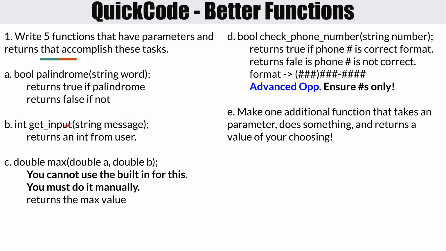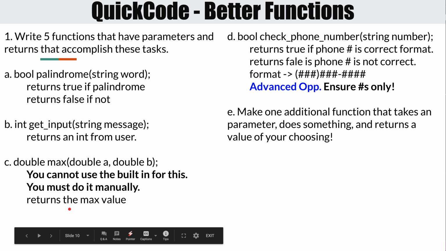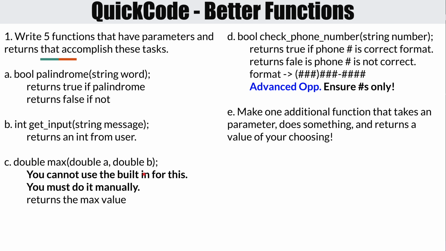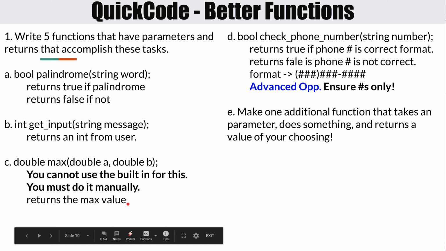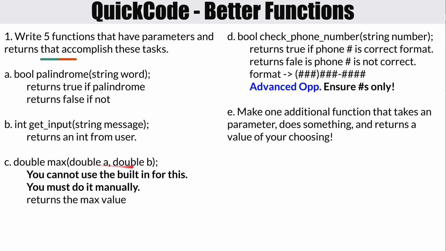The next one is int, get input string message. It returns an int from a user, just like the one I did in the video, except with ints, not with strings now, okay? And then we're gonna do a simple one, double max. It takes an A and a B double, and it returns which one is the max value. So if I send it a 5 and a 3, I should get back the 5. I should get the bigger of the 2 values.